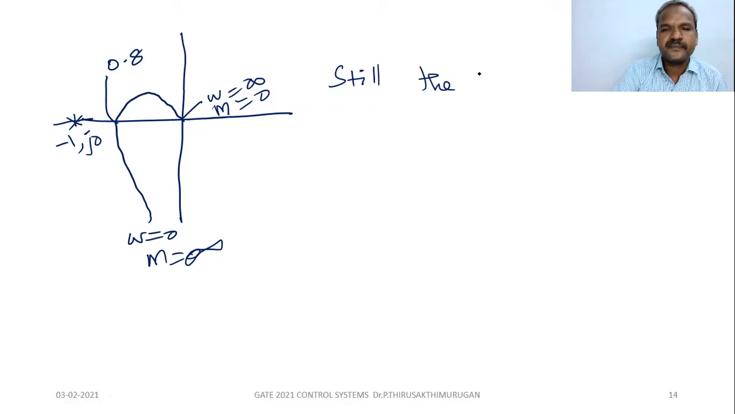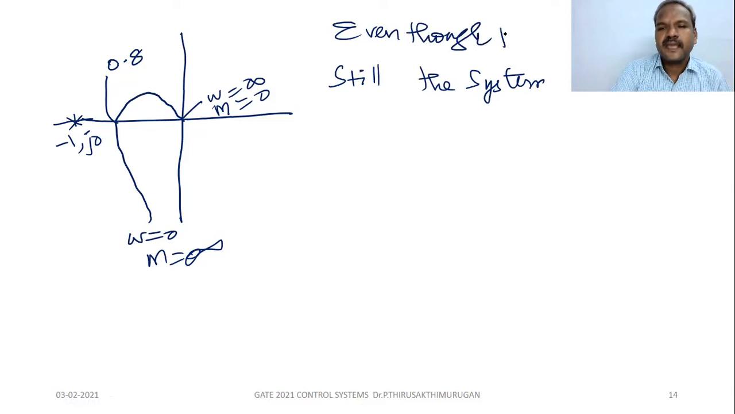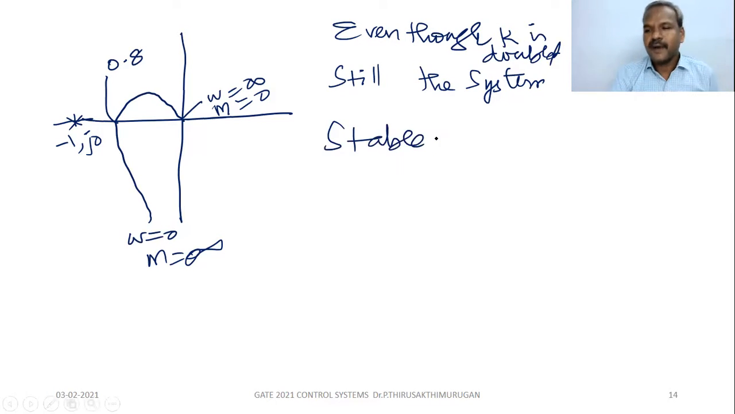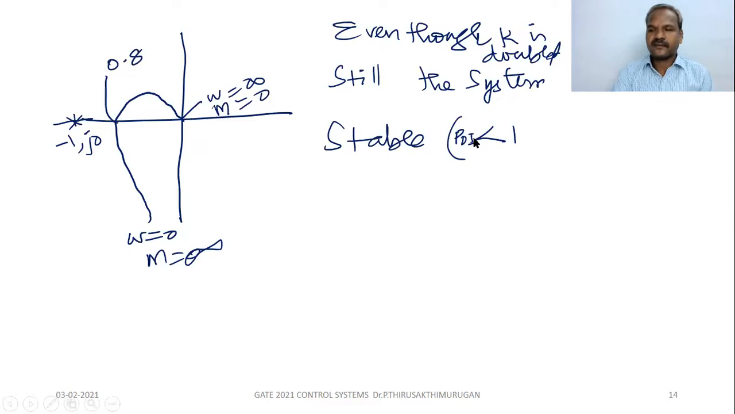Still the system is stable, even though k is doubled. Still the system is stable. But okay, why is it stable? The magnitude is less than 1. Okay, the point of intersection, POI, is less than 1 on the negative axis.